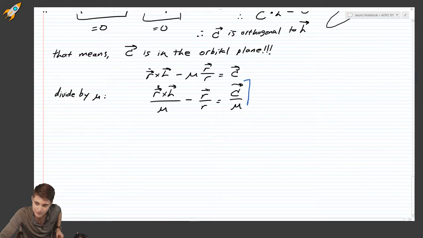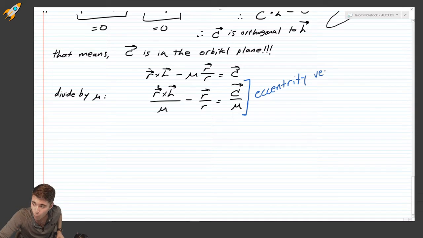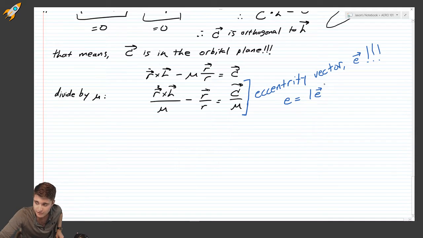Anyway, does anybody know what this vector is? This vector divided by mu? It's actually a really common term that we typically use in orbit, and I'll give you a hint. It's called the eccentricity vector. This is the eccentricity vector. Surprise. You didn't know, but we were actually deriving eccentricity. Whoa! We've got the eccentricity vector now. We've got E, eccentricity. And we know that eccentricity is just the magnitude of the eccentricity vector.